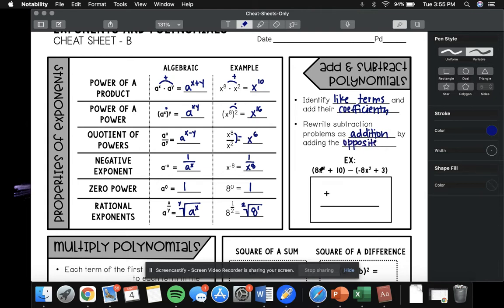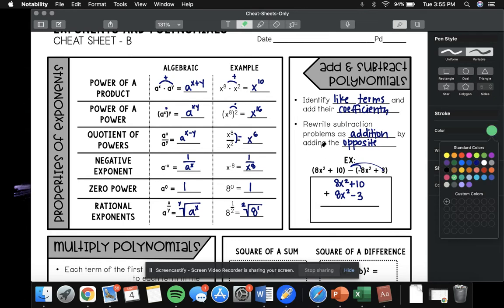So if we have a problem like 8x squared plus 10, and we're subtracting another polynomial, we can just distribute the negative basically. So subtracting a negative would be like adding a positive. And then subtracting a 3 would be like adding a -3. Okay. And then you can just combine like terms. These are like terms, and we have a total of 16x squared. And then 10 and -3 would make 7.